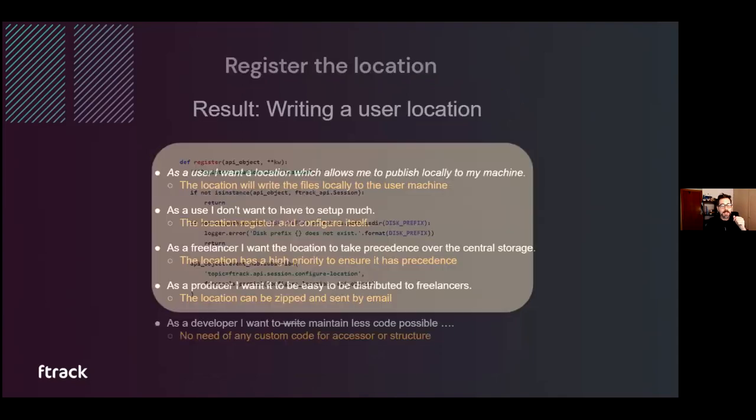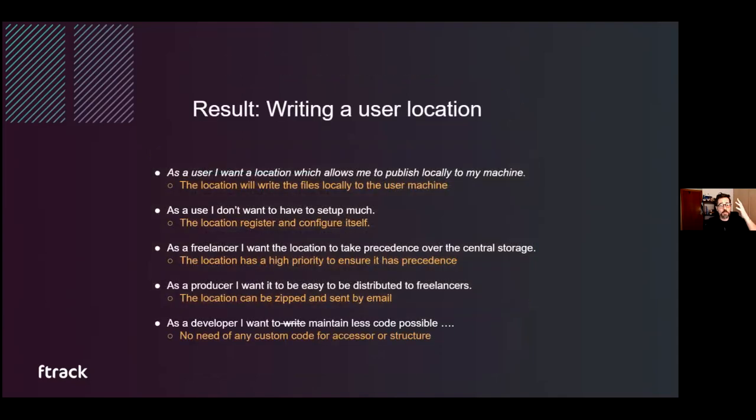Now, this is the result. We have a location that saves locally. The location is able to configure and register itself, so zero configuration. We have the location with higher priority, so it will always be first. The location can be zipped and sent by email, so my producer will be absolutely happy to do bulk emails to the freelancers. And as a developer, I can keep on being lazy because I can use what ftrack does provide.